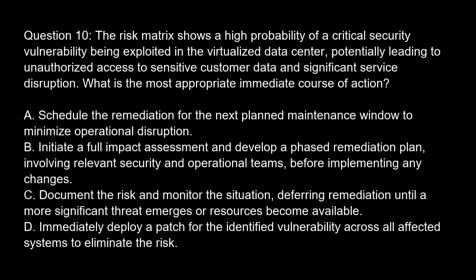Question 10. The risk matrix shows a high probability of a critical security vulnerability being exploited in the virtualized data center, potentially leading to unauthorized access to sensitive customer data and significant service disruption. What is the most appropriate immediate course of action? Option A. Schedule the remediation for the next planned maintenance window to minimize operational disruption. Option B. Initiate a full impact assessment and develop a phased remediation plan involving relevant security and operational teams before implementing any changes. Option C.